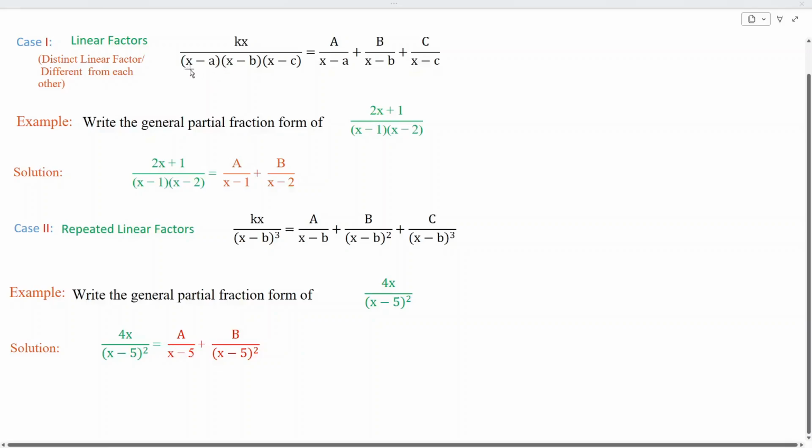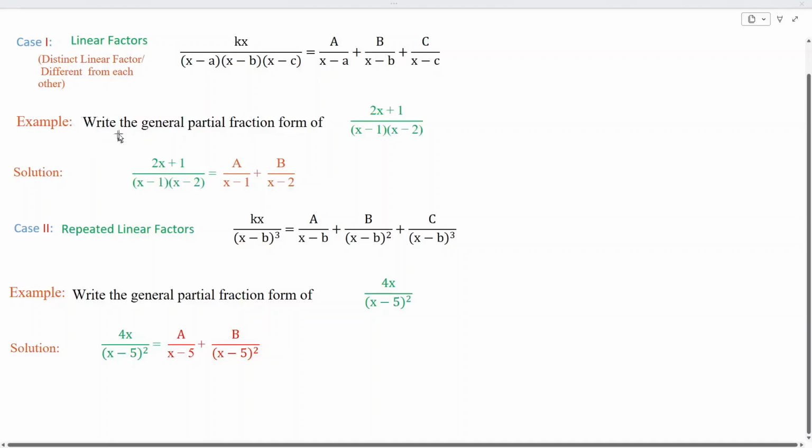We can see in the denominator we have x minus a, which is a linear factor, x minus b is a linear factor, x minus c is a linear factor, and they are different from each other. So this is equal to A over first factor plus B over second factor plus C over third factor.